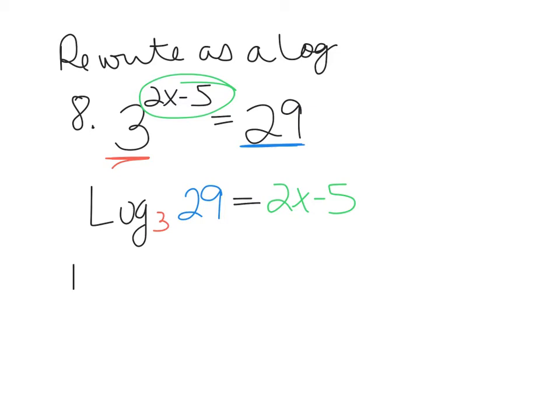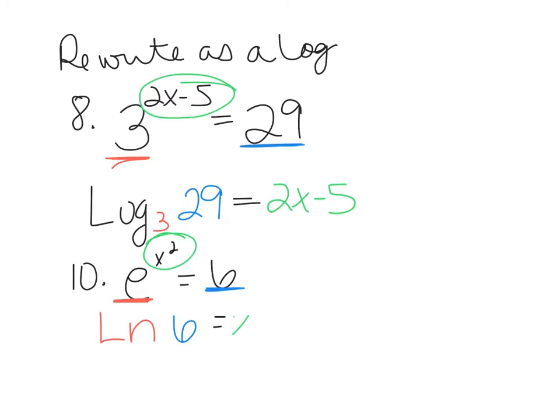Number 10, the e problems always get us a little messed up. E to the x squared equals 6. So the base is e, and log base e is the natural log. So natural log of 6 equals my exponent, x squared. So the natural log of 6 equals x squared.